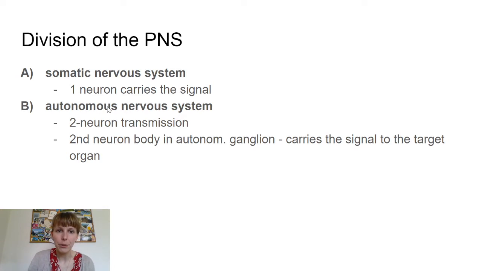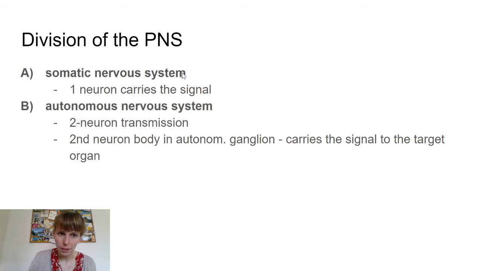The peripheral nervous system can also be divided into the somatic nervous system and the autonomous or autonomic, I'm not really sure, nervous system. This one is the slow one, the modulating one, sympathicus, parasympathicus. And this one will have ganglia in the periphery. So we will take a look at those.